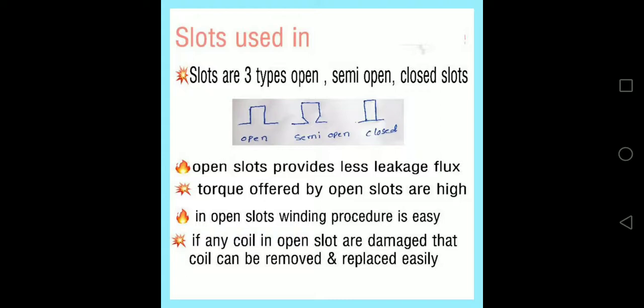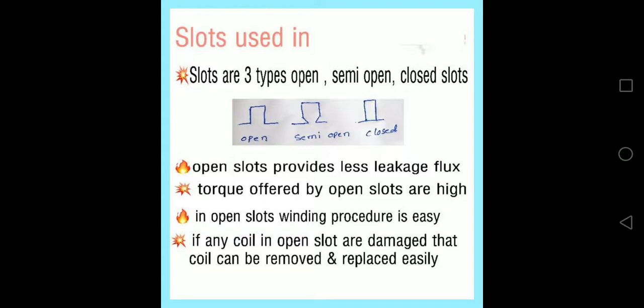And open slot gives the more mechanical support. Sorry, open slot gives the less mechanical support to the armature winding. If an armature conductor is placed in the open slot, it is a less mechanical support, then it is easy to move from the slot.